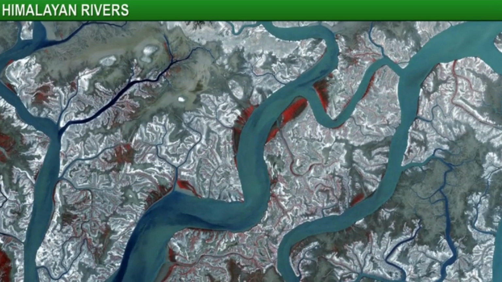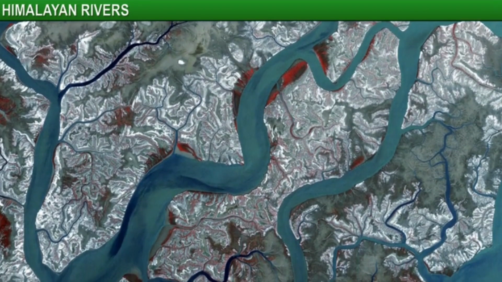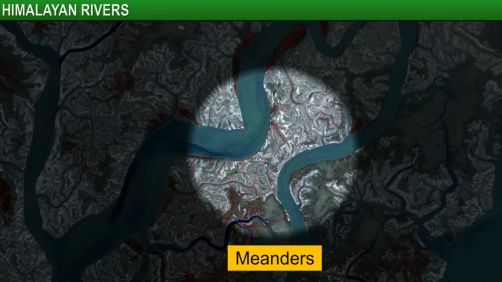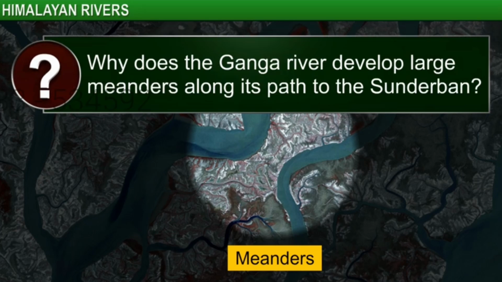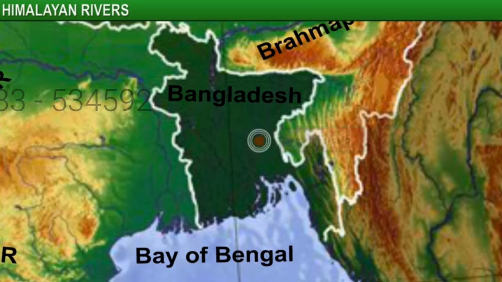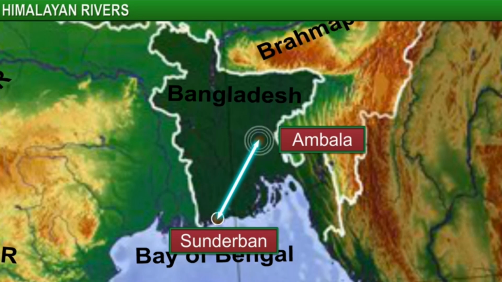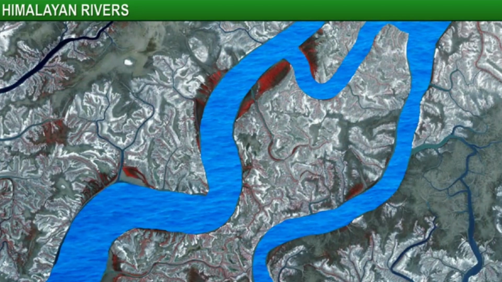Another interesting feature you will notice about the path of the Ganga from the Ambala water divide is that the river meanders a lot before reaching Sundarban. Why do you think that is? The distance between Ambala and Sundarban is about 1,800 kilometers. The slope along the path is very gentle, about 1 meter for every 6 kilometers. The flow of water is very slow, and as a result, the river develops large meanders.